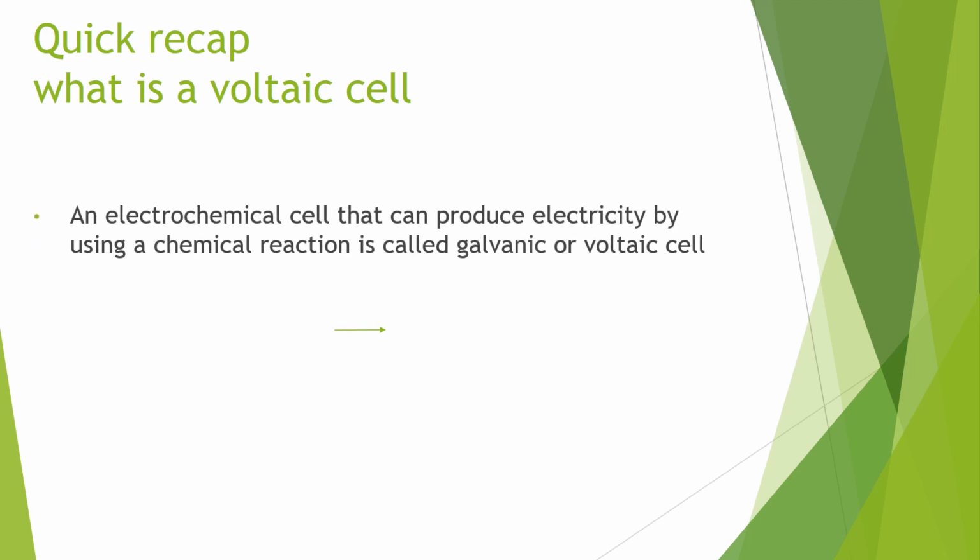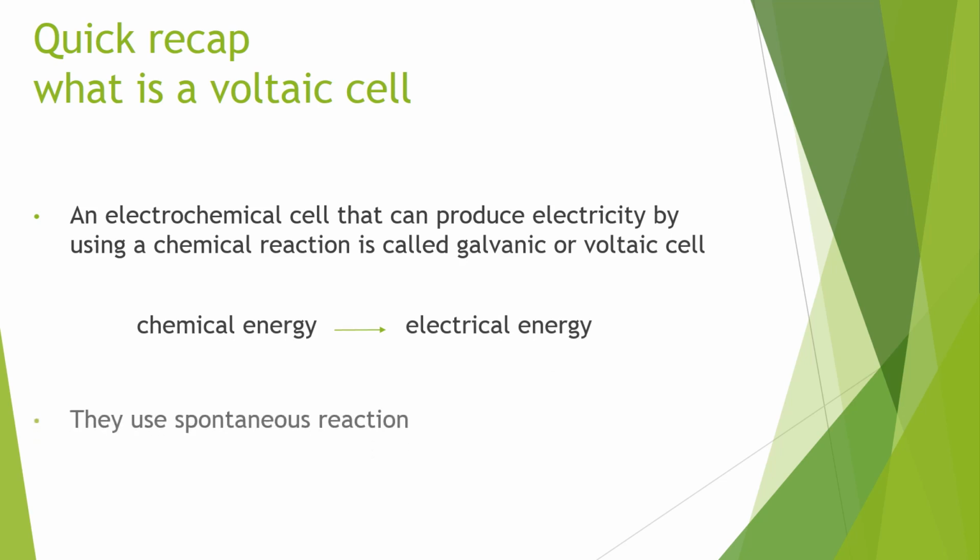Any electrochemical cell that is capable of generating electricity by using a chemical reaction is called a galvanic or voltaic cell. So here we are converting chemical energy into electrical energy. In these cells, spontaneous reactions take place. These are those reactions that occur on their own.